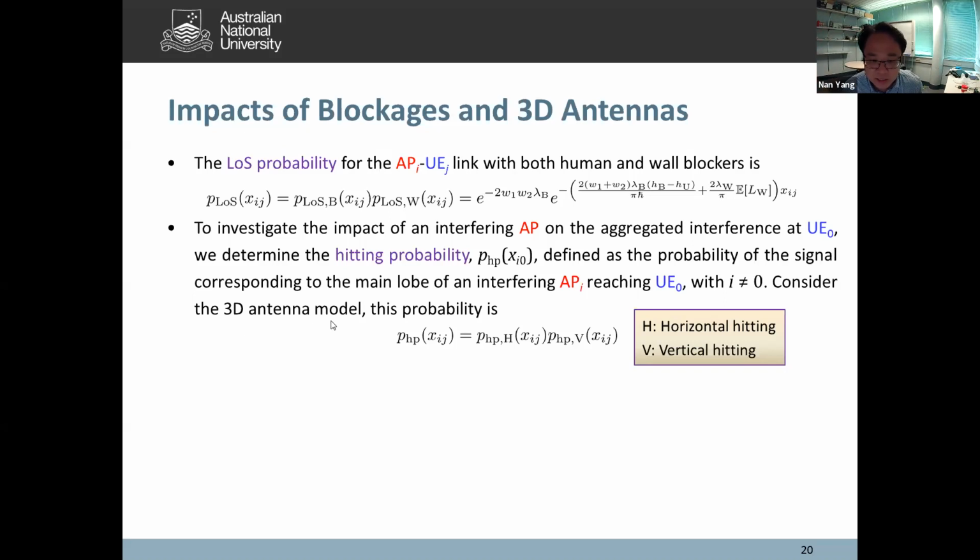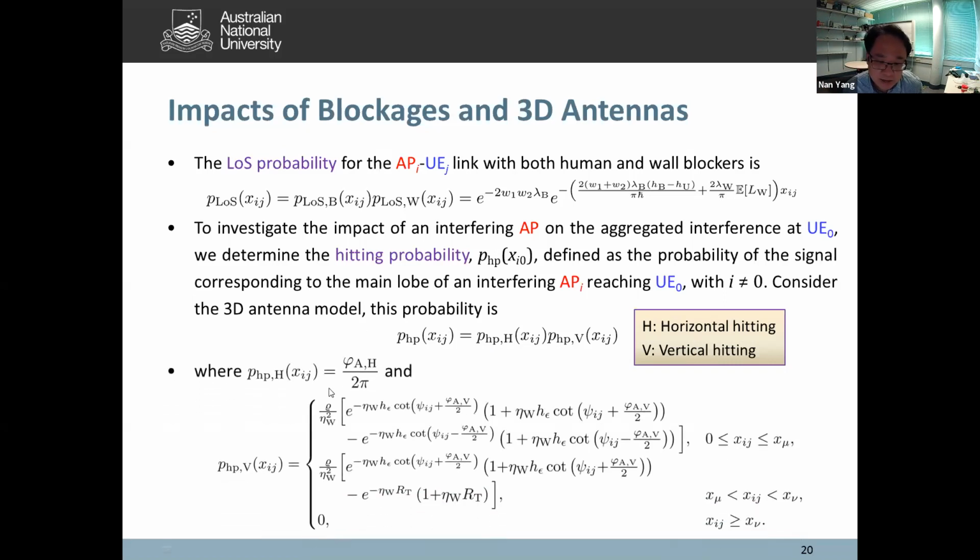And considering the 3D model, this probability is given by this equation. And we can see it consists of two parts, horizontal hitting and vertical hitting. For horizontal hitting, it can be easily found because there are a lot of coverage probability analyses based on the 2D model. So for the 2D model, we can directly find the horizontal hitting probability. But for vertical hitting probability, we have to derive it from scratch, and this is the result. By combining these results, we have the hitting probability. And this hitting probability will be used in the following analysis.